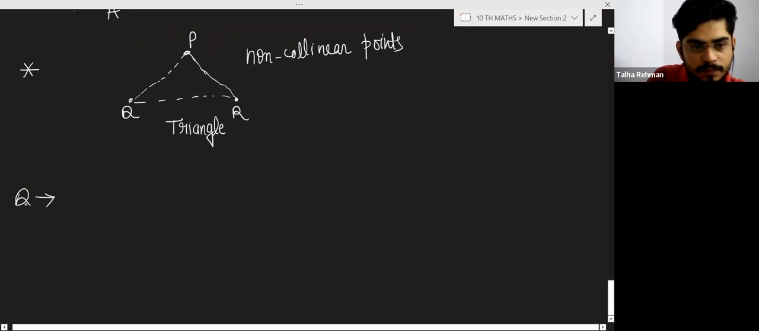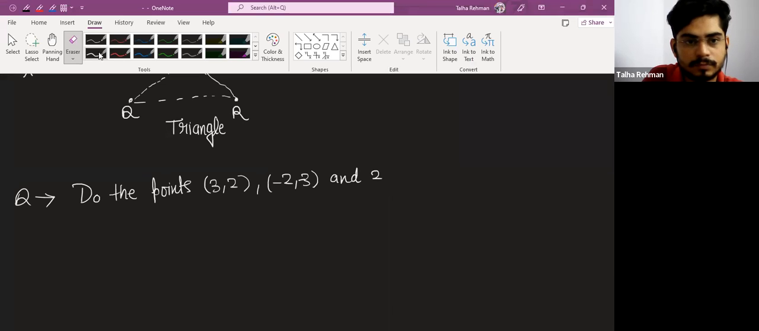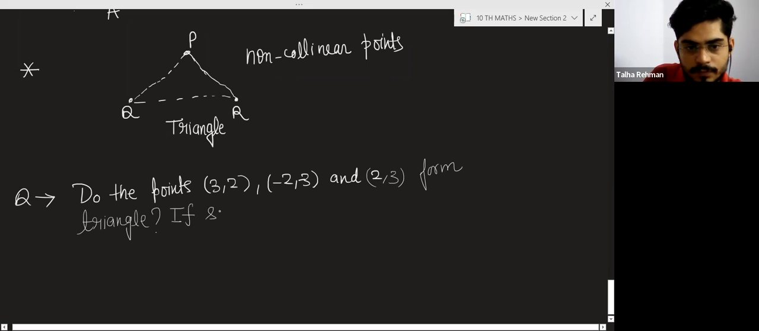Now, do the points (3, 2), (-2, -3), and (2, 3) form a triangle? If so, name the triangle.